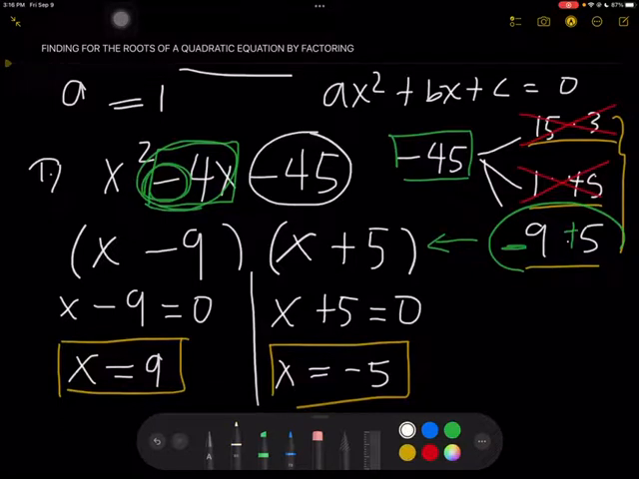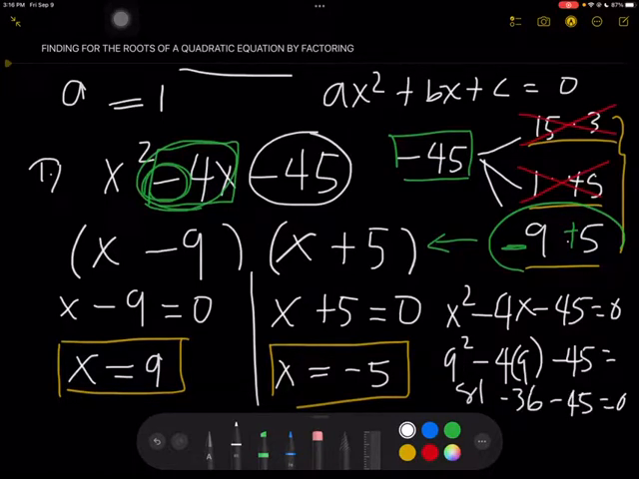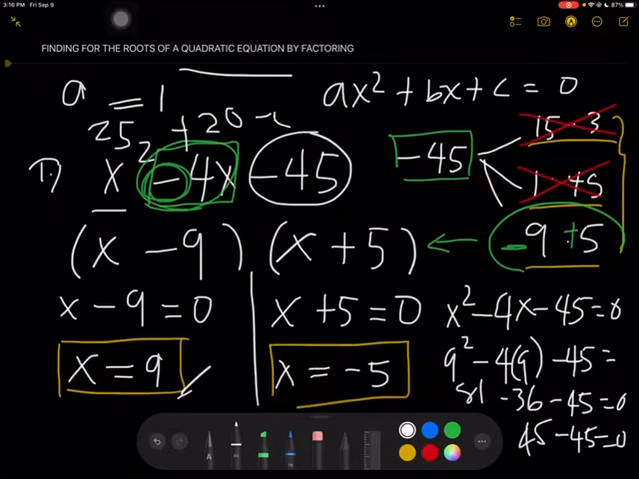Sige, let's try it. So we have x squared minus 4x minus 45 equals 0. So 9 squared minus 4 times 9 minus 45. So we have 81 minus 36 minus 45 equals 0. So 81 minus 36, that's I think 45. Minus 45, that is definitely equal to 0. So your 9 satisfies the given equation. Now, if you want to try negative 5, this is 25, minus, this will become plus 20 minus 45 equals 0. So, as you can see, magzi-zero pa din siya.